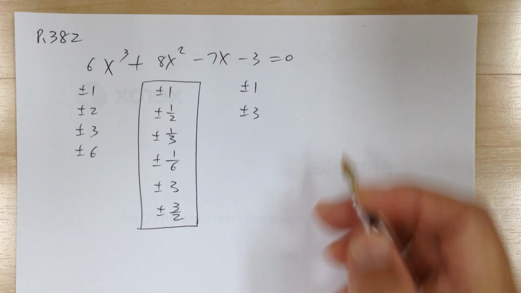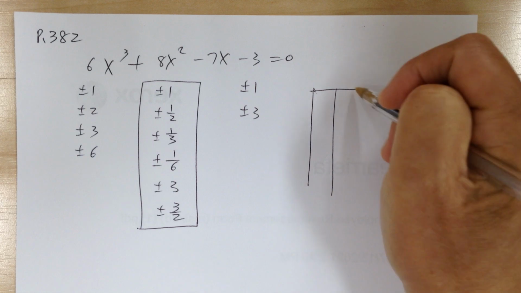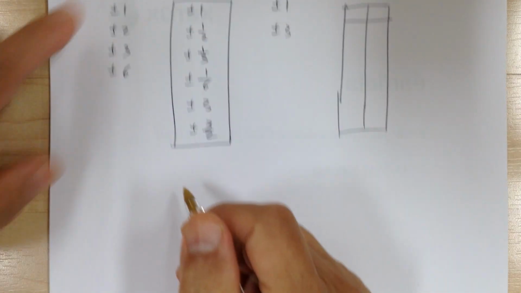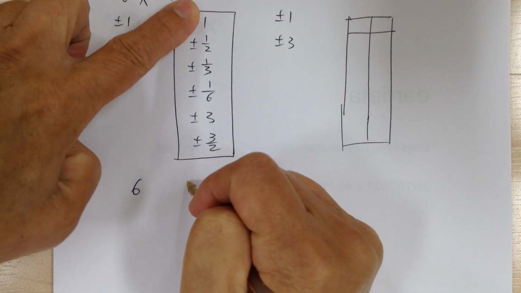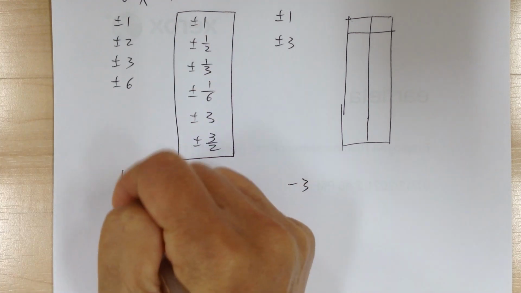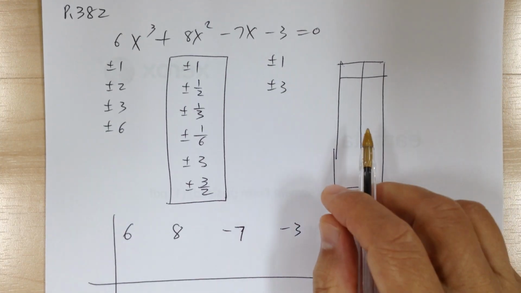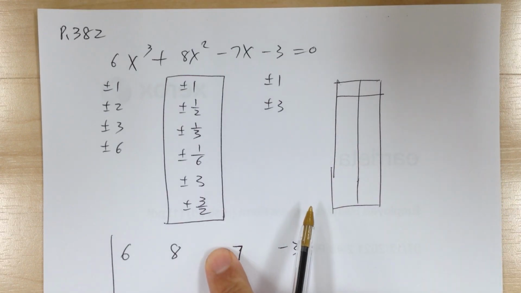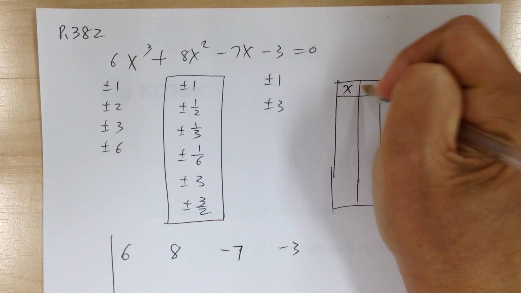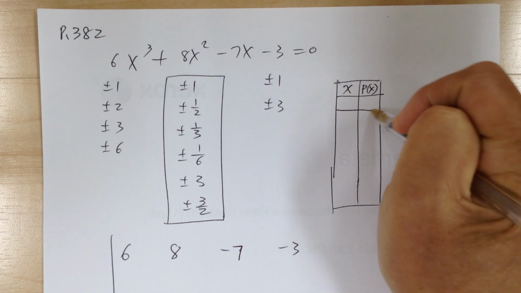So what you need to do is compile a list of the numbers that you try, and you want to use synthetic division. So you're going to get 6, 8, negative 7, and negative 3. Now, the first number you always try is 0. Now remember, synthetic division and evaluation are interchangeable, right? So this is x, and this is p of x. P means polynomial. So you always try 0.